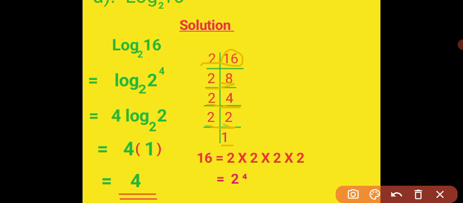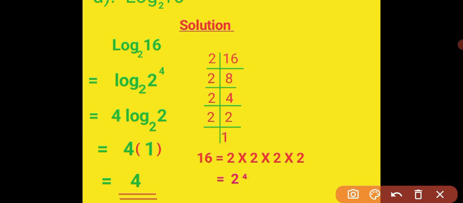So now we are going to write 16 as being 2 times 2 times 2 times 2. So 2, there are 1, 2, 3, 4. There are 4 of them. So we write 16 as being 2 to power 4. So this one here, we come and substitute in this step. Instead of 16, we write 2 to power 4. So when we write 2 to power 4, we move to the next step so that we continue with the work.